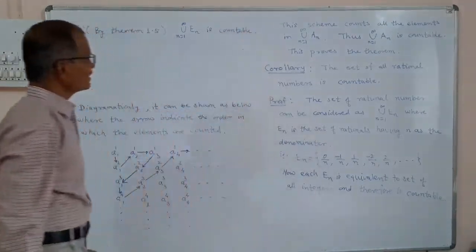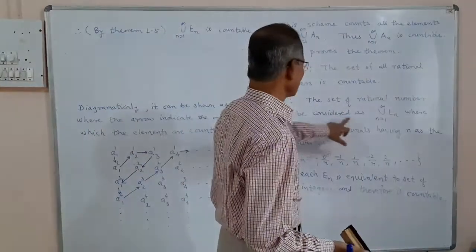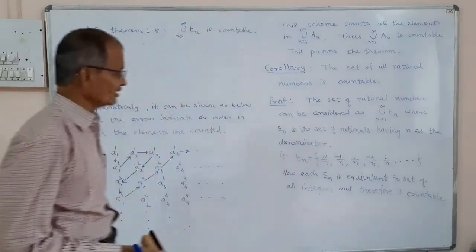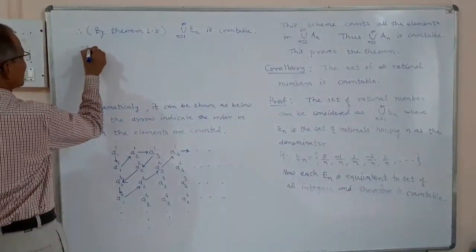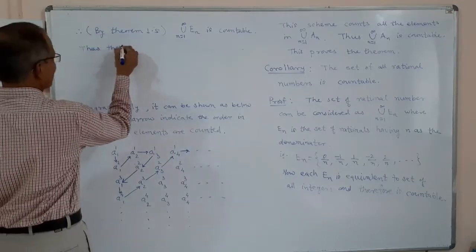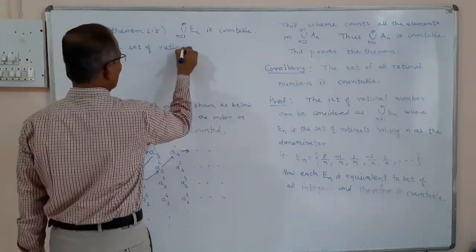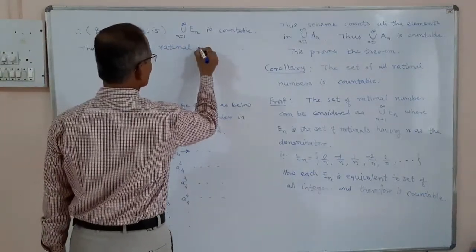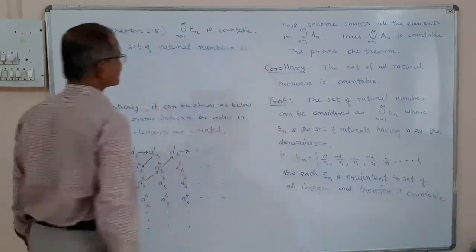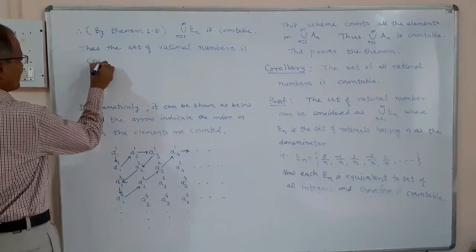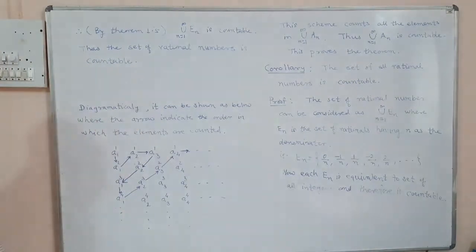And what is the union of En? The set of rational numbers. Because we have written the set of rational numbers as the union of En, and thus the set of rational numbers is countable. And this proves the result. The set of rational numbers is countable.